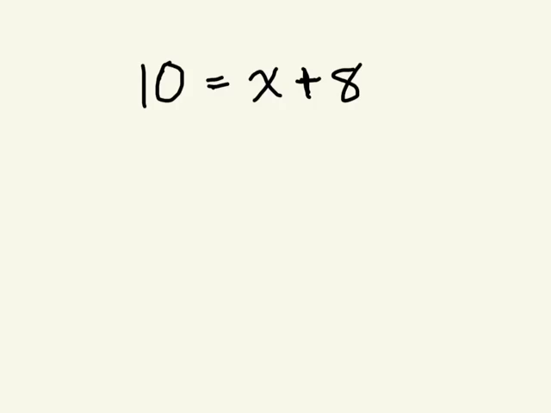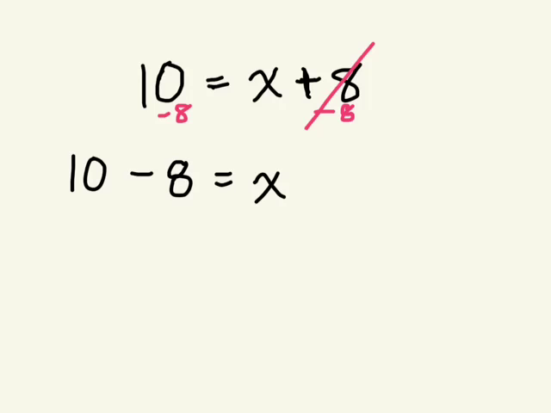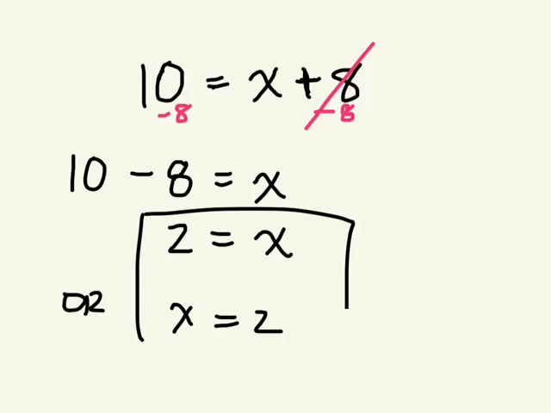What if we have 10 equals x plus 8? What do I want to do to isolate my x? What do I need to get rid of? Subtract 8. Good. We want to get rid of the 8, so we subtract 8. And then you subtract 8 from 10, which is 2. So x is 2. 10 subtract 8 equals x, and 10 take away 8 is 2. 2 equals x, or x is 2. Both of these are correct.